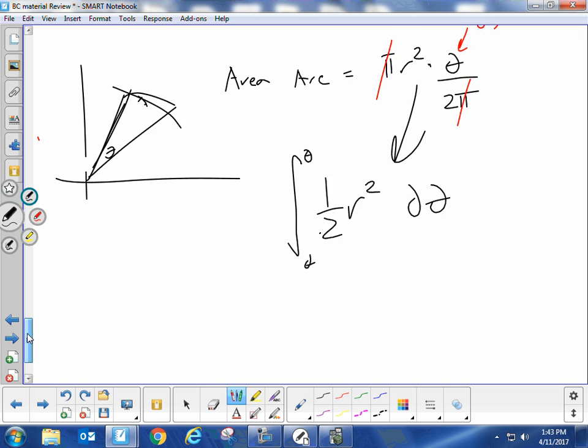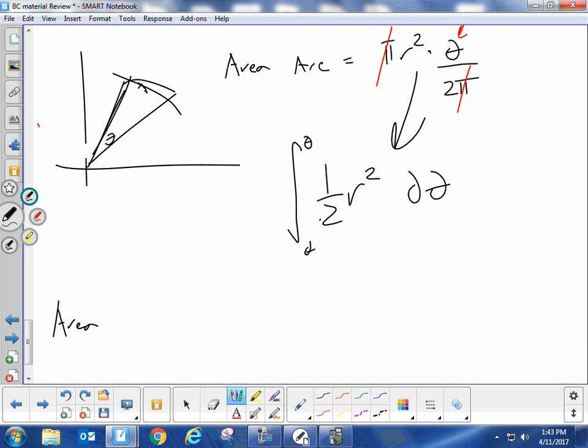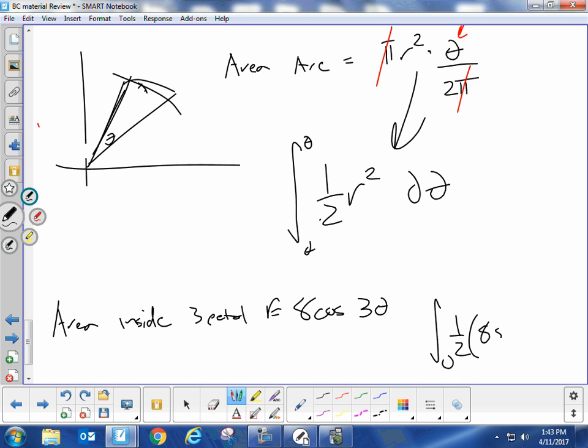Okay, so let's say we want to find the area inside all 3 petals of 8 cosine 3 theta. Well, you would think, okay, let's just start from 0, it would be 1/2 times (8 cos 3 theta) squared d theta. But a lot of people mess up on this.